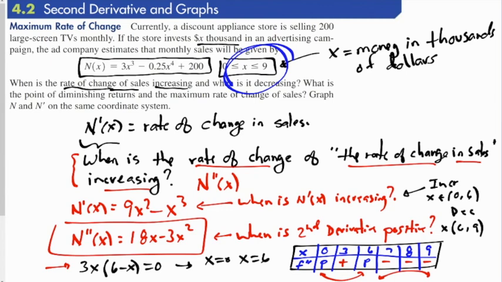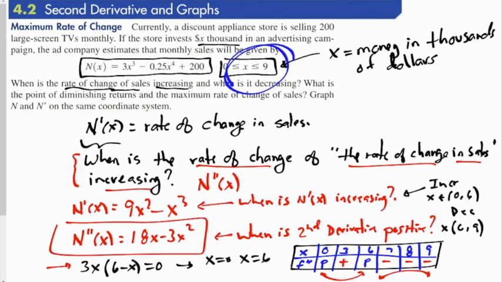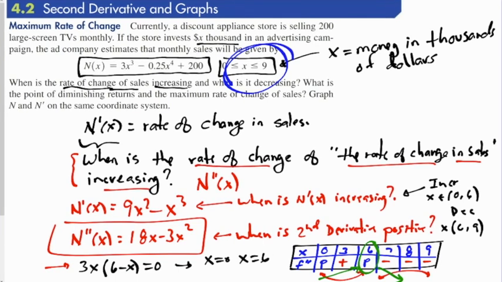The next question is, what is the point of diminishing return and the maximum rate of change of sales? We find that the point of diminishing return occurs at 6 because we're going from the first derivative increasing to decreasing, and that would make that a local max for the first derivative. And since that is a local max, we would then say that is where the point of diminishing return is, and that the maximum rate of change would be n prime of 6.